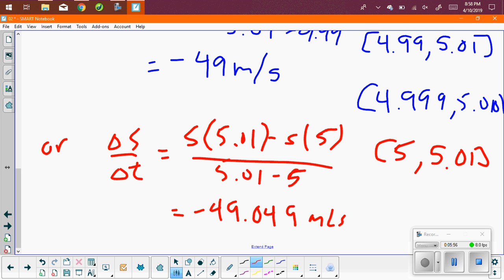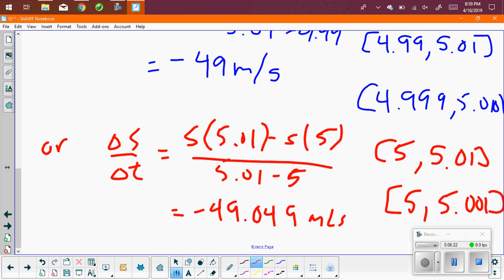And again, the idea with this, to make it more accurate, would be to make it a smaller interval. Maybe I use this again with 5.001. Do it again with 5.0001. See what happens. In this case, you're just going to get more zeros in the middle there, and it comes down to 49 meters per second. So the reason this works is because you're just taking an interval and getting closer to that tangent line.